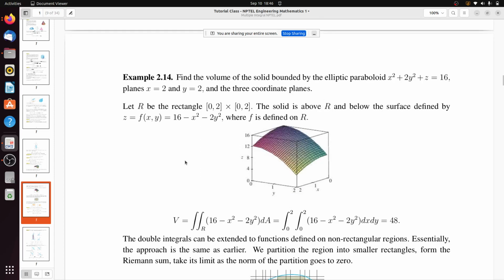Just read this question first: find the volume of the solid bounded by the elliptic paraboloid x square plus twice y square plus z equals 16, planes x equals 2 and y equals 2, and the 3 coordinate planes.